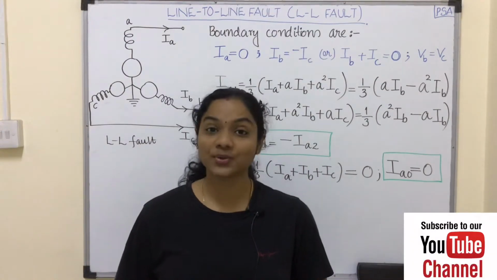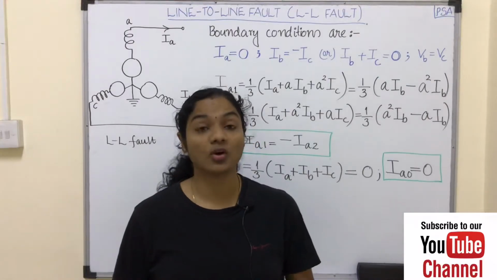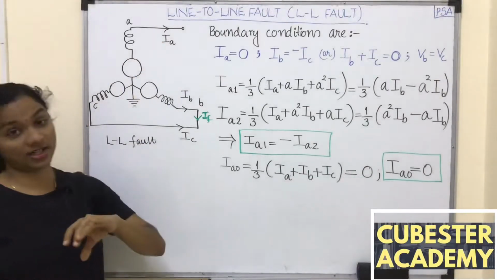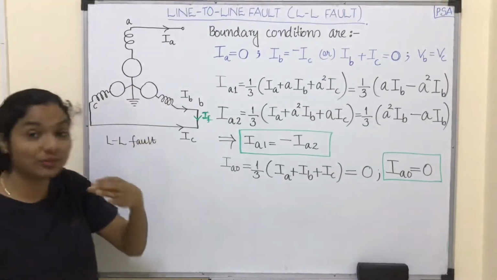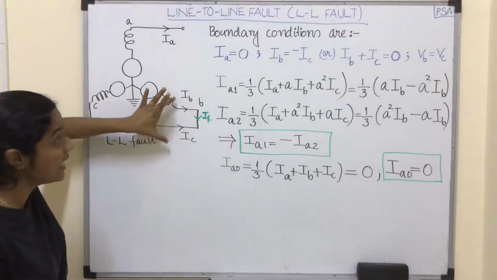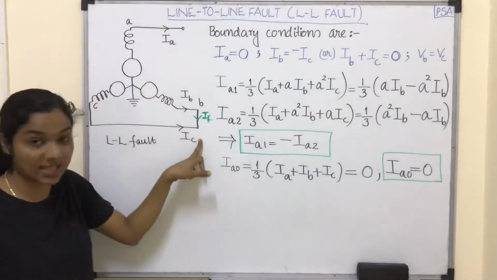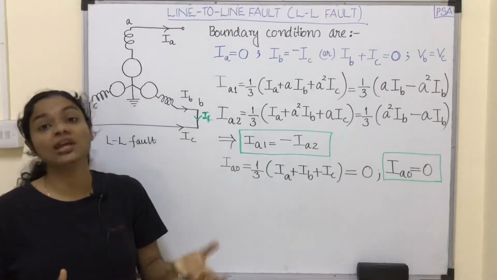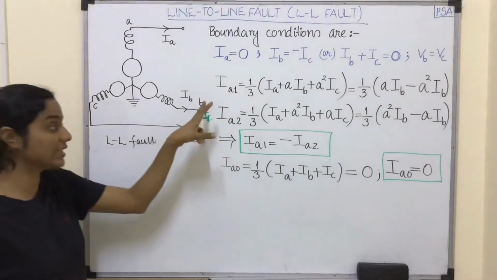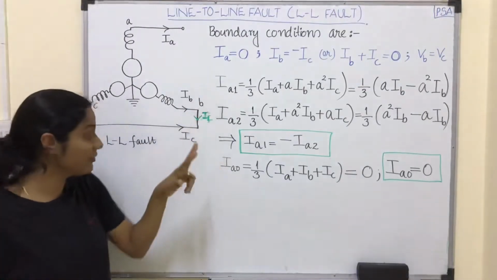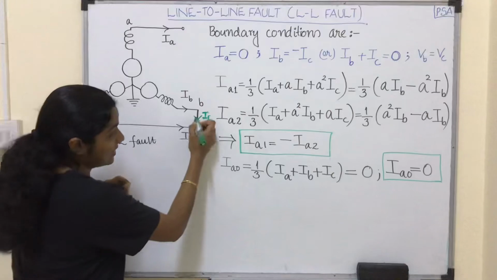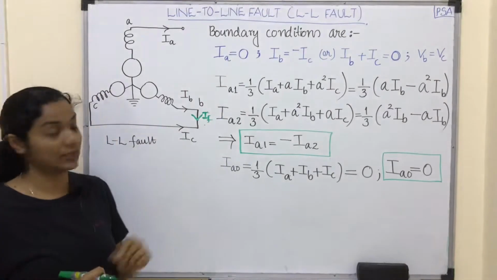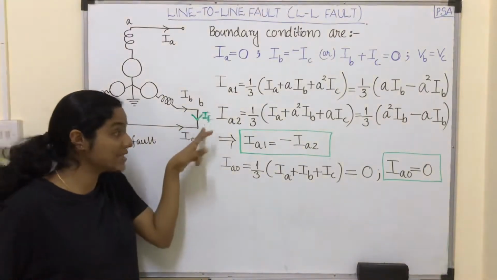Today we are going to discuss line to line fault, or LL fault. Here I have considered an unloaded generator and the line to line fault across phase B and phase C. This line to line fault we can consider across any of the two phases, but here I have considered across phase B and phase C, and this path represents the flow of fault current. Fault current will flow through this area.